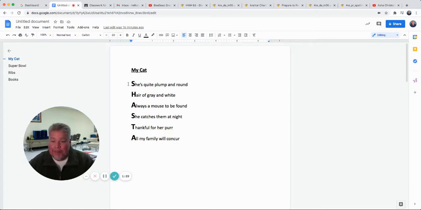She's quite plump and round, hair of gray and white, always a mouse to be found. She catches them at night. Thankful for her purr, all my family will concur. That means they'll agree. So there's my poem about my cat. It rhymes. Every other line rhymes. Round, found, white, night, and then I ended with purr and concur, rhyming.